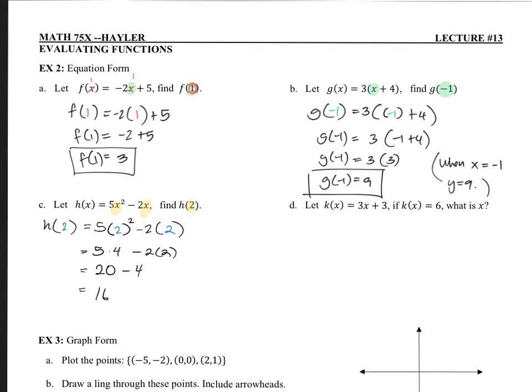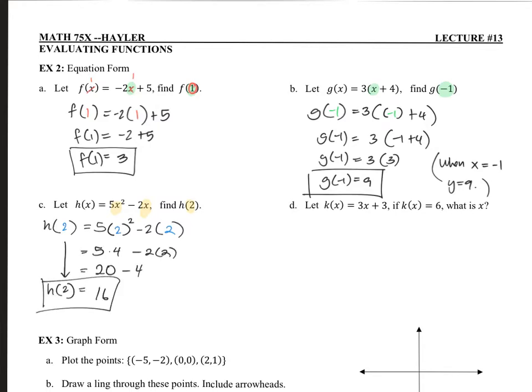So h of 2 equals 16. And if you want, instead of having to rewrite that a bunch of times, you can just go ahead and say h of 2 equals 16. I'll allow that. Some instructors would not allow that, so it depends on your instructor's preference. But if you go ahead and show that, that'll be fine.